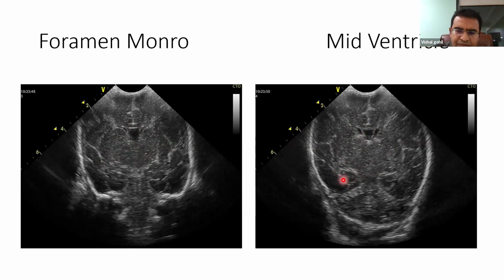Okay. The second difference would be here. Your inferior horn of the lateral ventricle is a rounded shape in the mid ventricular view. It does not appear over here, or maybe you can see a smaller size. So these are two major differences between the mid ventricular and the foramen Munro. Why it is important, we'll discuss in the IVH.